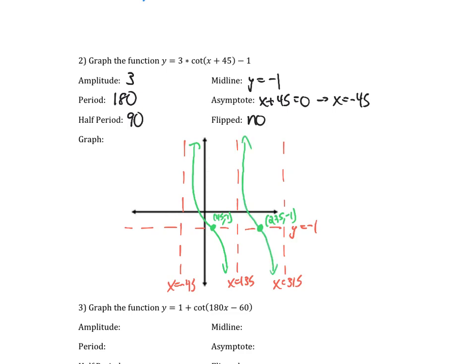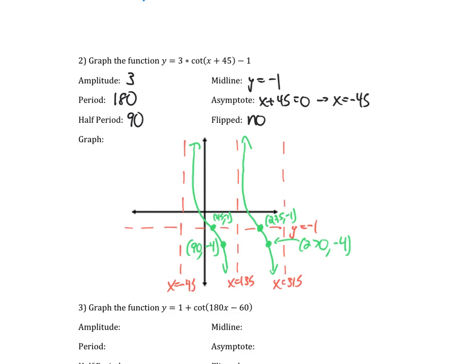Now you can find the amplitude points that lie above the midline, or you could find the ones that lie below. Let's find the ones that lie below this time. I'm going to go the amplitude down, which is 3. So that means this point would be halfway between 45 and 135, which is 90. And go the amplitude down, which is negative 4. So same thing over here. What's halfway between 225 and 315 is 270. And what's 3 down? Same thing, negative 4. All right, so there's your graph of cotangent.